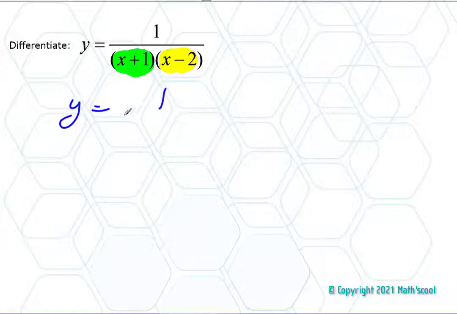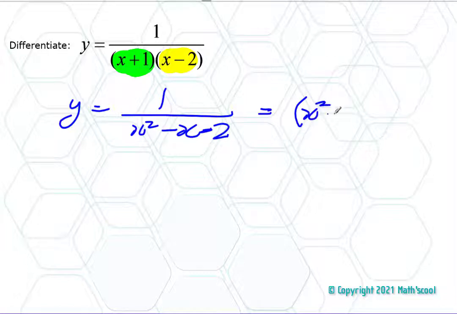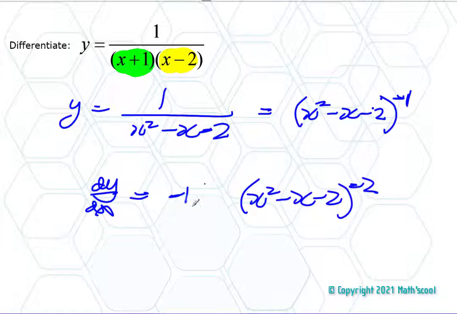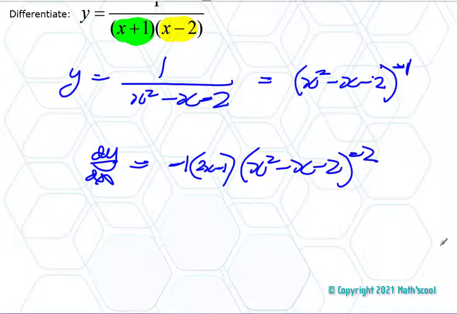So y equals, just multiply out that denominator, so it gives me x squared minus x minus 2, and then rewrite that as x squared minus x minus 2 to the minus 1. And then now we're ready to differentiate it. dy by dx equals, the minus 1 comes down, x squared minus x minus 2 to the minus 2, multiplied by the differential of brackets. That's going to be 2x minus 1, 2x minus 1.